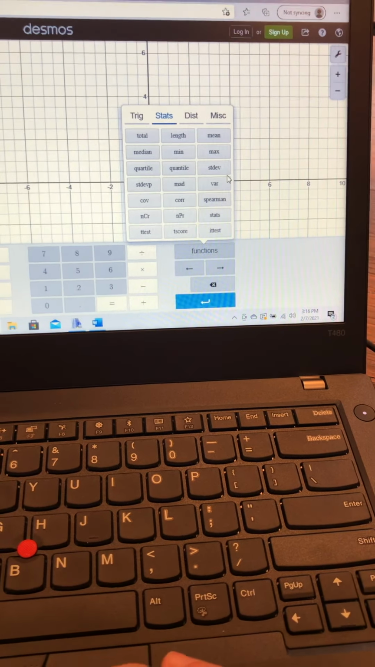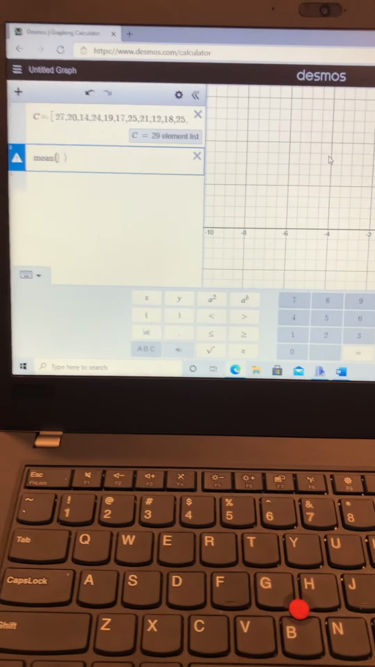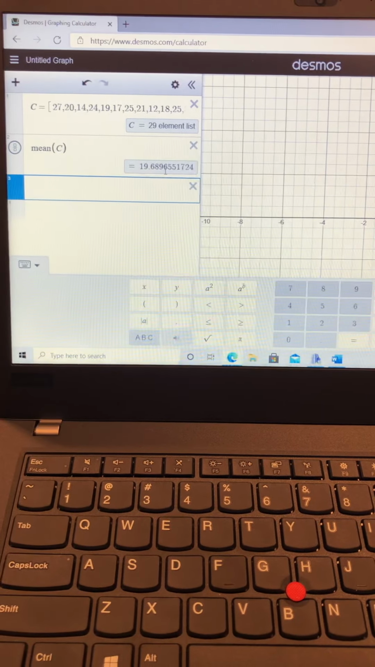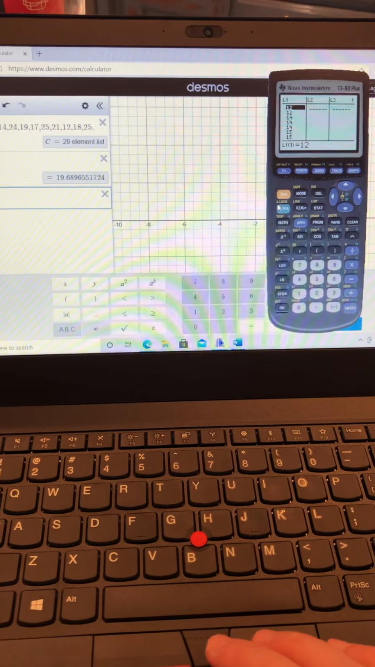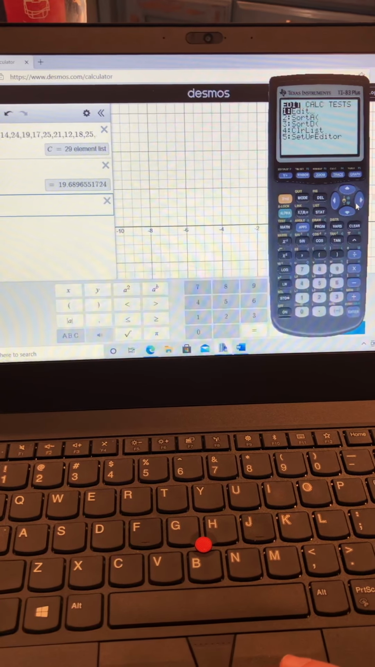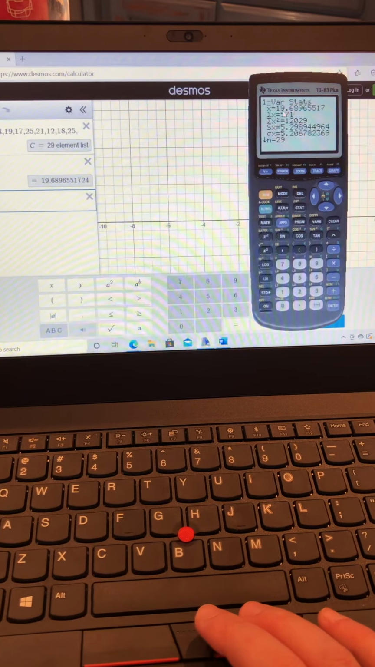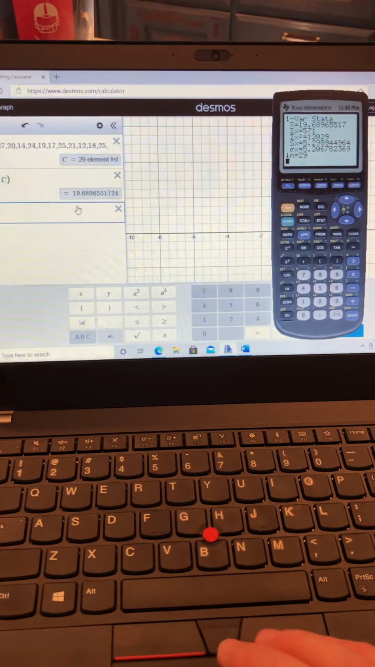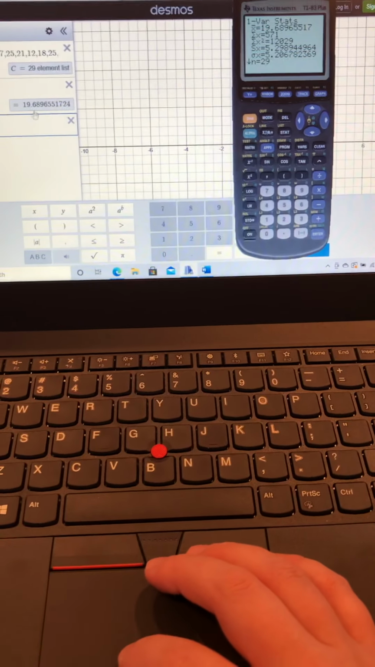So if you want to find the mean, which is the first thing we wanted to find, I want to find the mean of C, and it tells me it's 19.689, and so on, which is what I got when I did it on the calculator. So let me go back. See, stat, calc, one too far. So there you can see that this one gives you a couple more extra decimals, but the decimals that the calculator gives match all of them that Desmos gives, and so that's always a good sign that they match. So that's my mean.